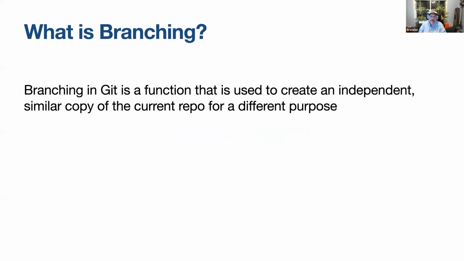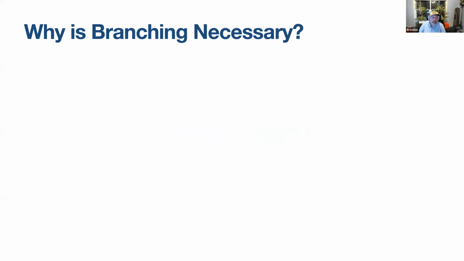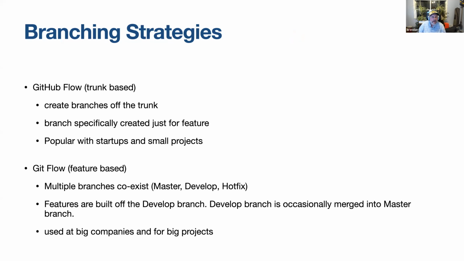If you need to work on something separate from the main branch or from the trunk, you would create a branch. So why is branching necessary? Well, it allows you to work on a new feature independently of your team without introducing conflicting code changes, which it goes without saying that's super helpful. There are two different branching strategies that an organization would adopt. The first one is called GitHub Flow, which is trunk based.